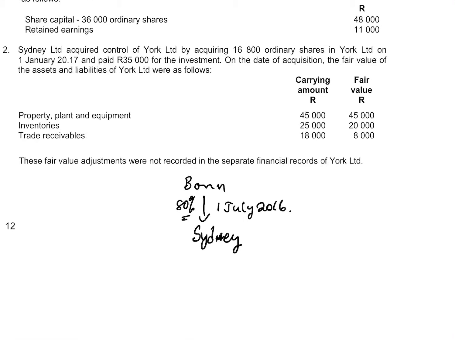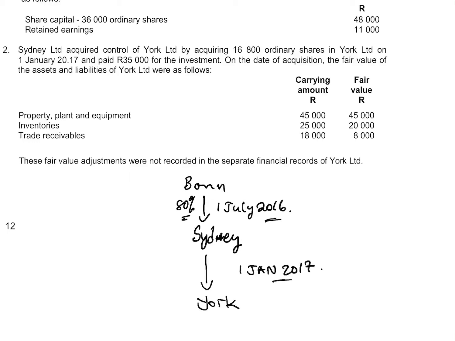Of York. So we come and we put York there. Sydney acquired control of York. What was the date? It was the 1st of January 2017. So life is good here. We can just start from there, since it is after the group was formed.